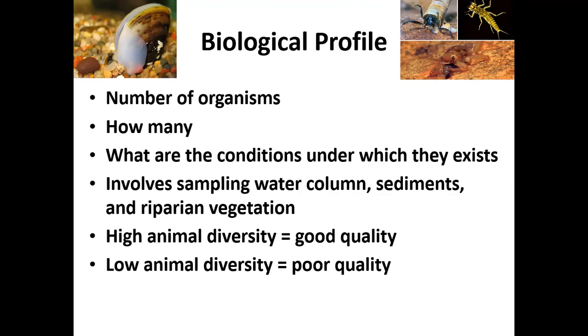So you can have a lot of animals, these small animals living there, like crawfish or snails or clams. But if you have just a low variety of these things, but you could have a lot, it doesn't matter how many you have, if you don't have a good diversity, then that indicates that not lots of things can live there. Only a few things can survive that poor quality. So that's what we're trying to say there with the low animal diversity means poor quality, whereas high animal diversity means many different organisms can survive because it's a good quality environment.